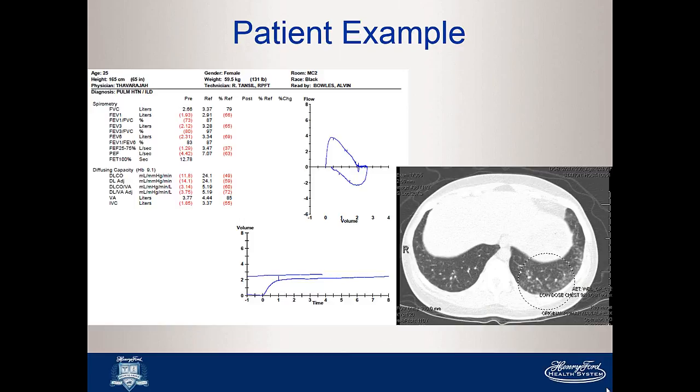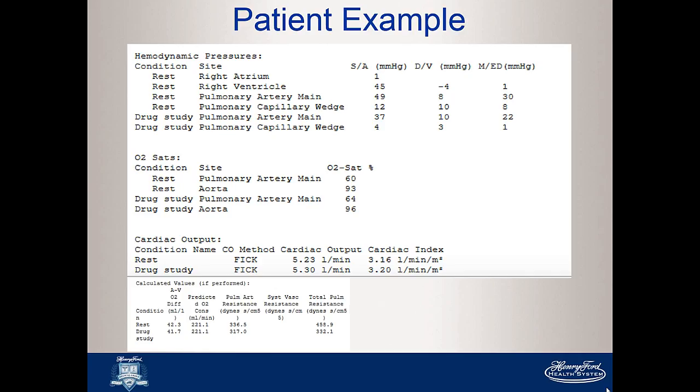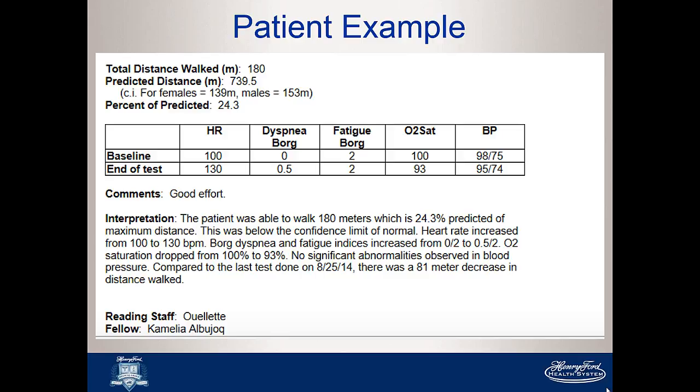Her PFT and CT changes, again, kind of what we'd expect to see in our connective tissue disease sort of patient type. We did a right heart cath on her. RA pressure was 1, mean PA pressure was 30. Her wedge was 8, her PVR was 4.2 Wood units, and she was not vasodilator responsive. This 25-year-old woman walked 180 meters. She had a relative desaturation, and she couldn't augment her blood pressure on exercise.